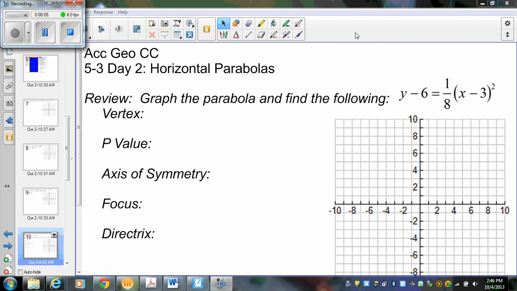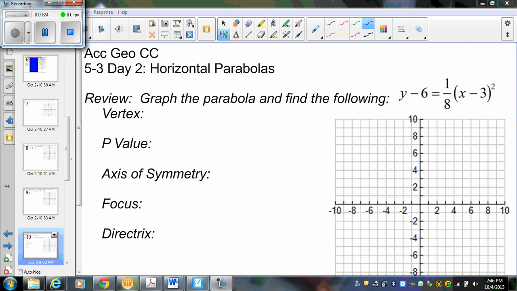This is the second video for Accelerated Geometry on Section 5.3, Parabolas. Today we're going to be looking at horizontal parabolas, so that would be parabolas that open to the left and to the right. But before we get started on those, I want to do a review for a vertical parabola, which we looked at in the video yesterday.